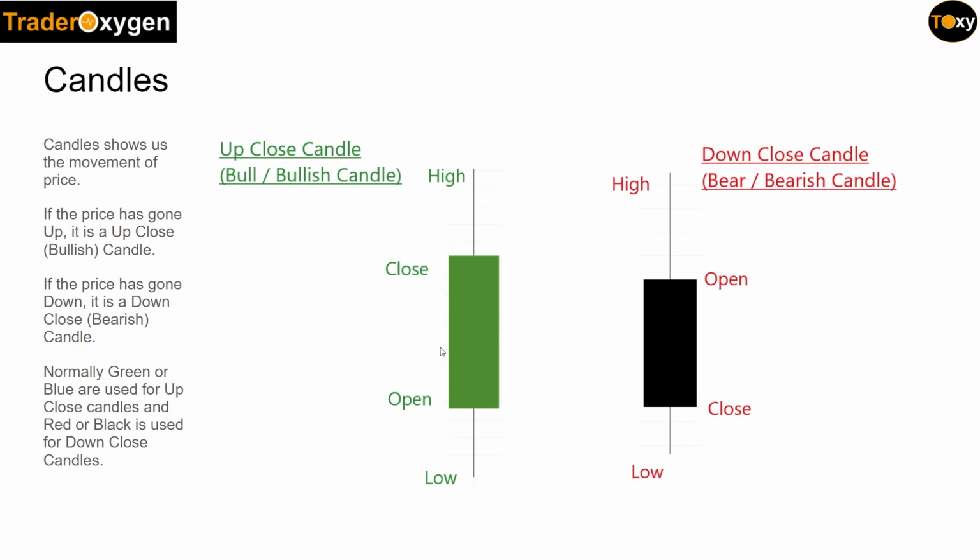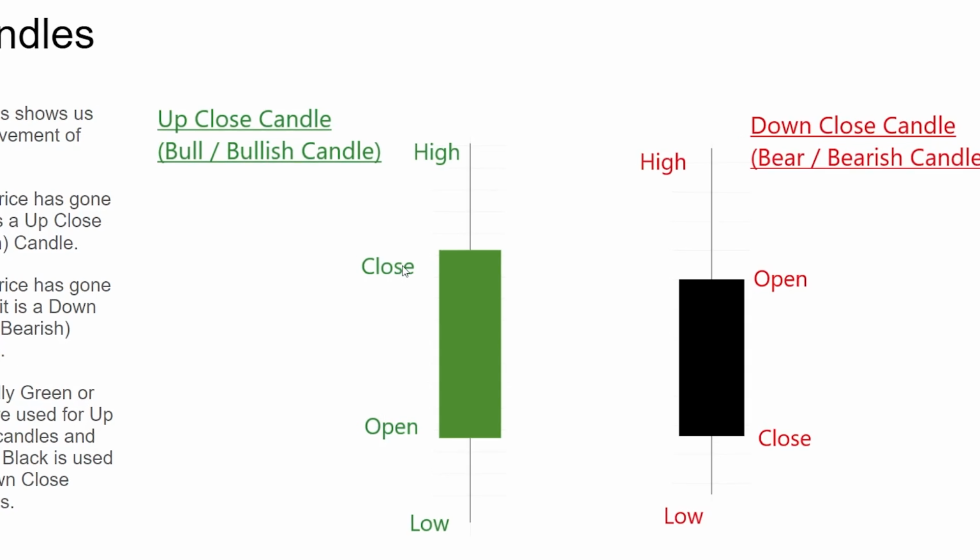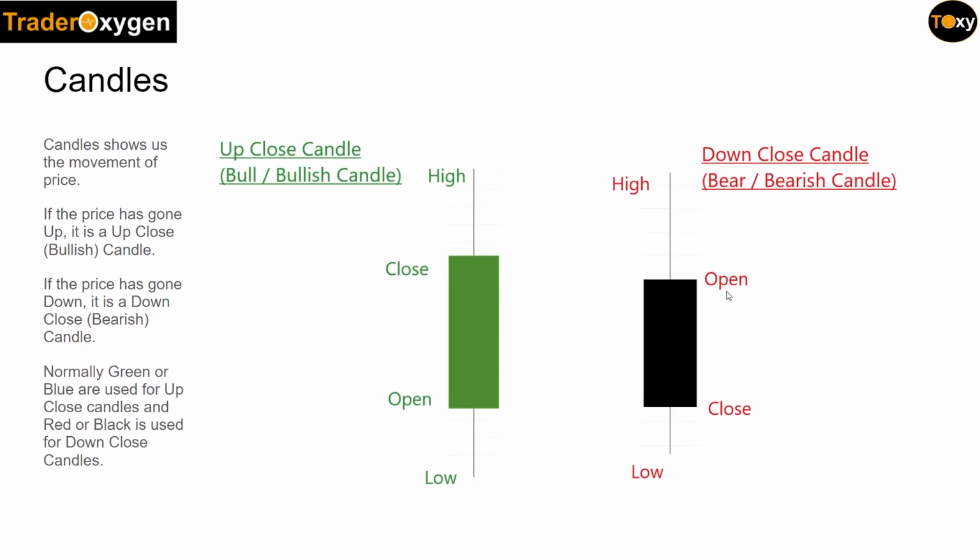So up close means the starting price opened and then the price has moved up and ended up closing up. So we call it an up close candle. In a down close candle, what happens is the price has started at a price point. However, the price has moved down. So it is a down close candle. Up close means it closes at a higher price compared to the starting price. Down close means it's closed at a lower price after some time period.